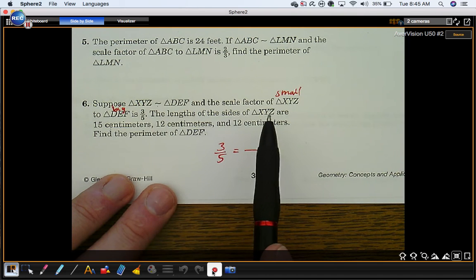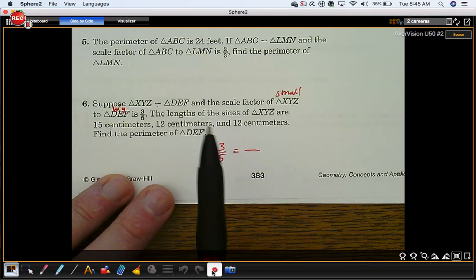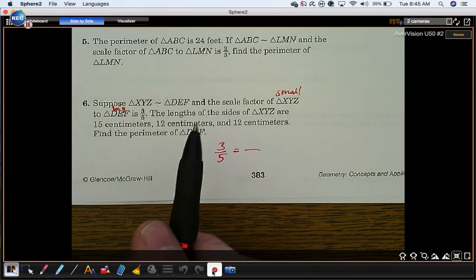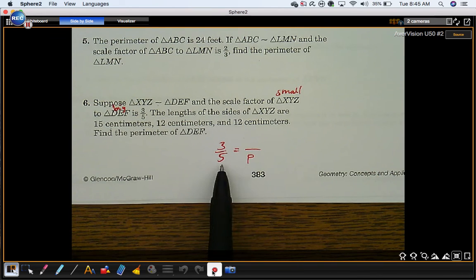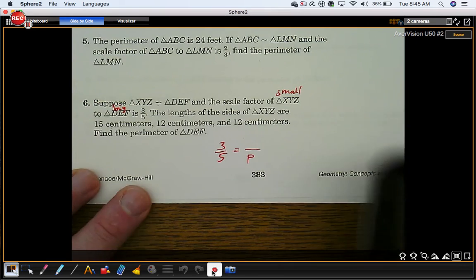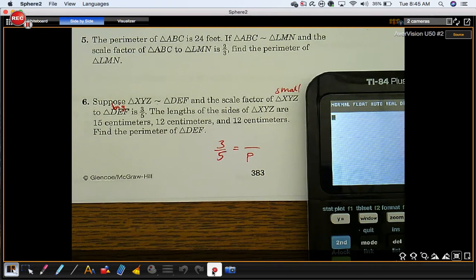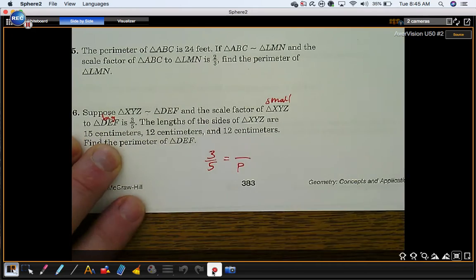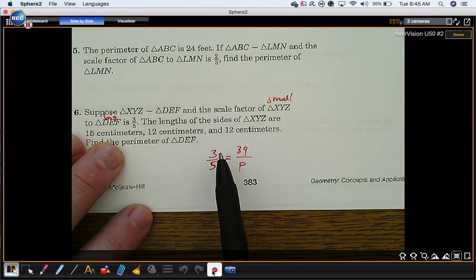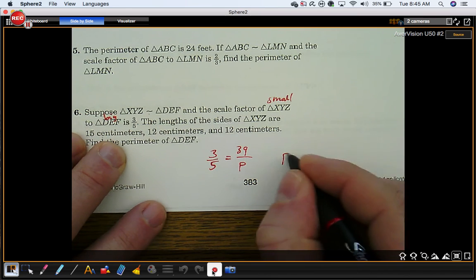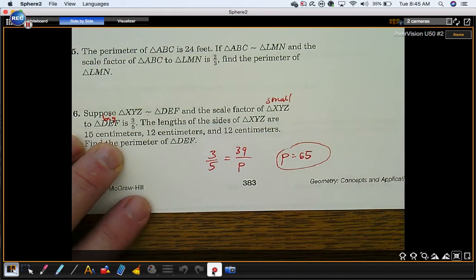The lengths of the sides of triangle XYZ are 15, 12, and 12. Find the perimeter of the big triangle. So perimeter of the big triangle is obviously going to go with the big number. You need to put the perimeter of the small triangle here. You just got to figure out what it is. 15, 12, and 12. 39. Now, cross multiplying obviously works here, but I know that 3 times 13 gives me 39. What's 5 times 13? That's a way you can get your answer quicker.